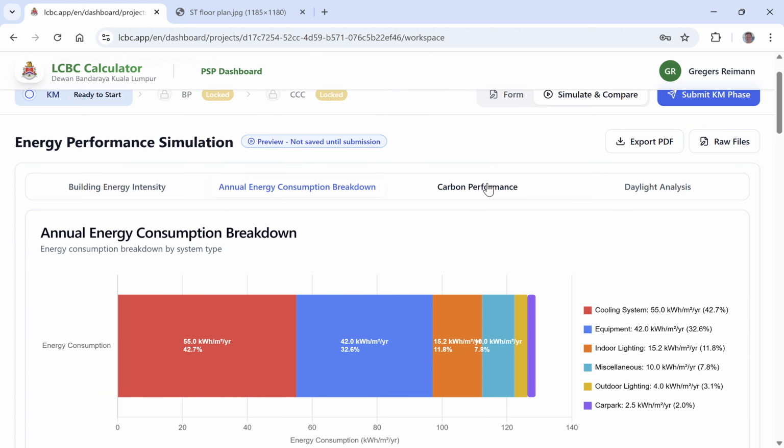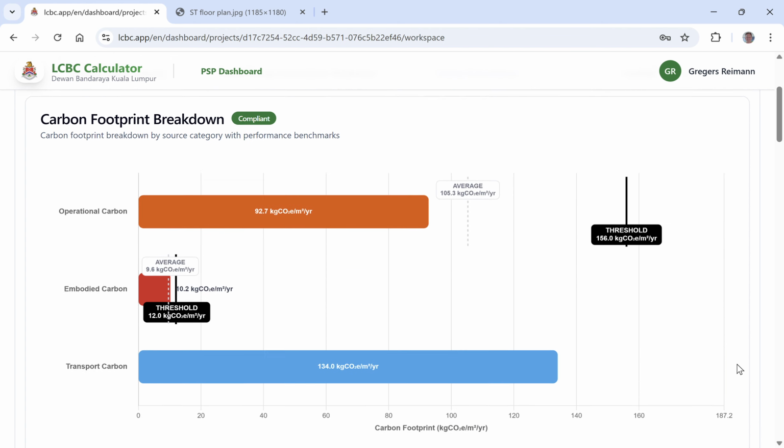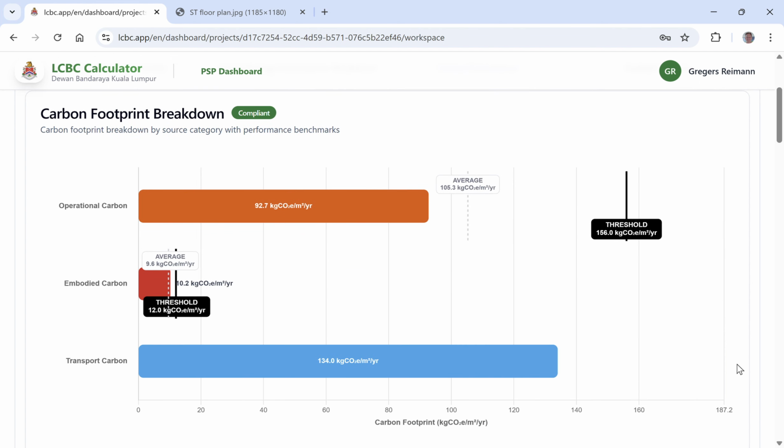If we go to the carbon performance, this is really the main page that gives an overview of the 2 thresholds that your submission has to meet. And the first one is the operational carbon, so how much energy consumption and therefore carbon emissions from energy consumption does your building emit. And this is well below the threshold and also somewhat lower than an average building.